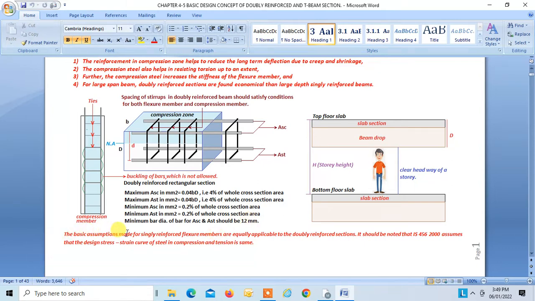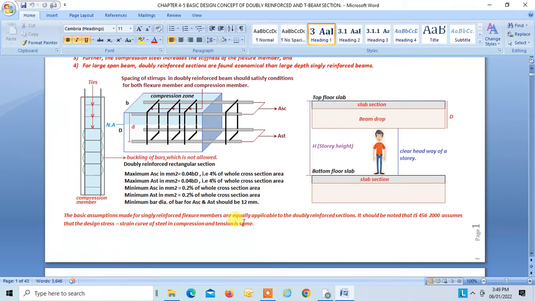The basic assumption made for singly reinforced flexure member are equally applicable to doubly reinforced section. It should be noted that IS 456-2000 assumes the design stress strain curve for steel in compression and tension to be the same. This is very important, right? Okay.